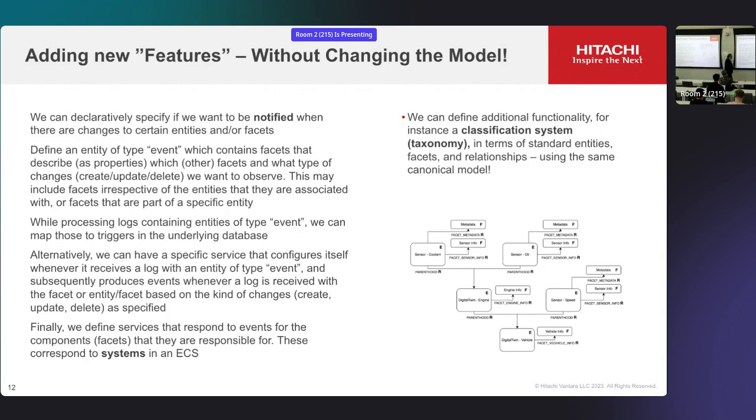And the other thing where we spend a lot of time on is a classification system, grouping entities, taxonomies, which we also can define using exactly the same model, versus just trying to do all of this via relationships.